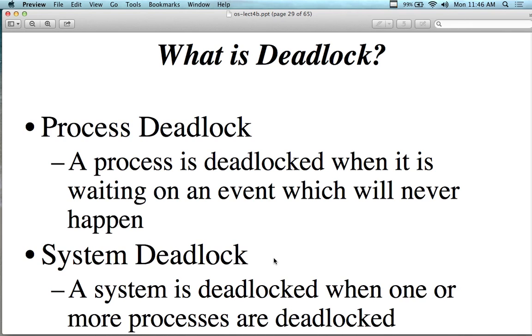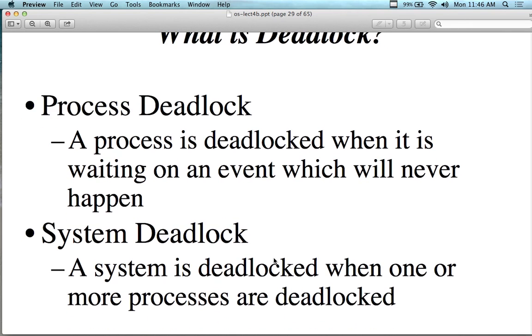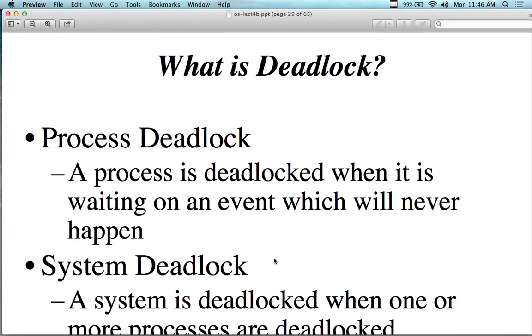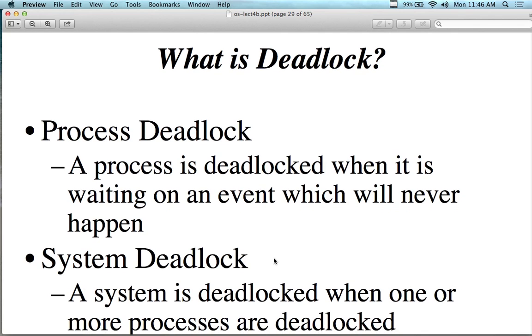So what is deadlock? Well, deadlock is when two or more processes are waiting for something and neither one of them can proceed.